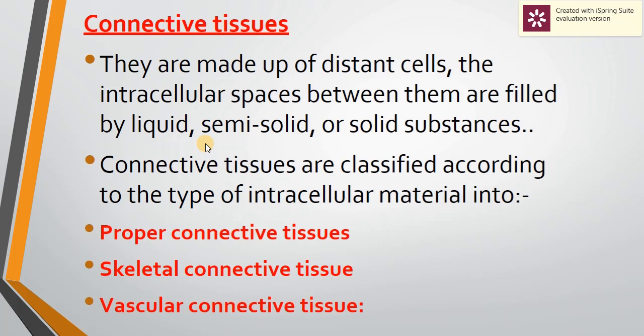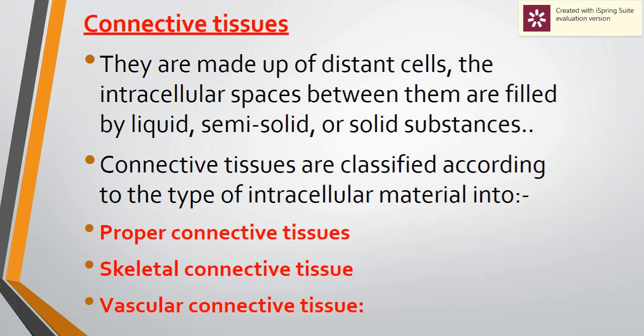Now we are going to talk about the second type of tissue, connective tissue. They are made of somewhat distant cells immersed in intercellular substance. So here the cells are not adjacent, they are away from each other. The intercellular spaces between them are filled by liquid, semi-solid or solid substance.